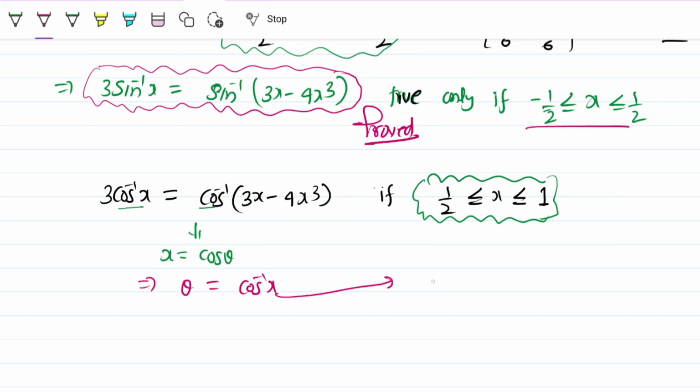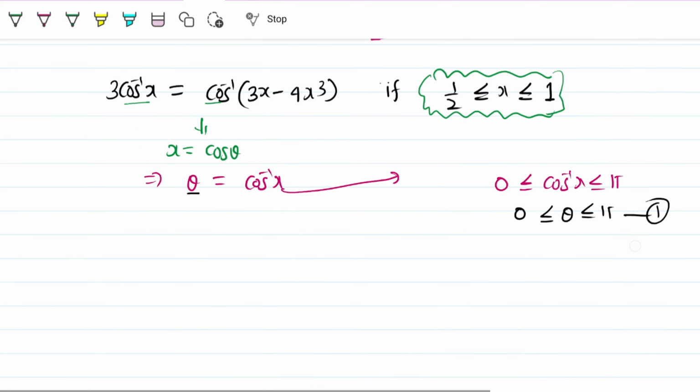Now you should know the principal range of cos inverse x. Cos inverse x has principal range from 0 to pi within the closed interval, and cos inverse x means theta. So I can also write theta is greater than or equal to 0 and less than or equal to pi. This is one condition, equation 1.